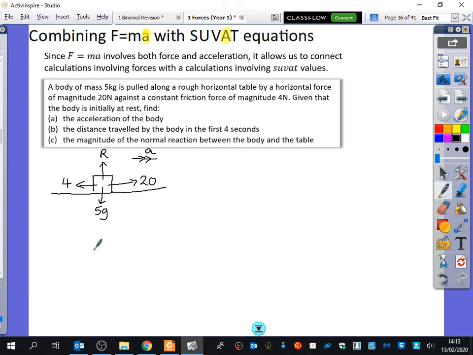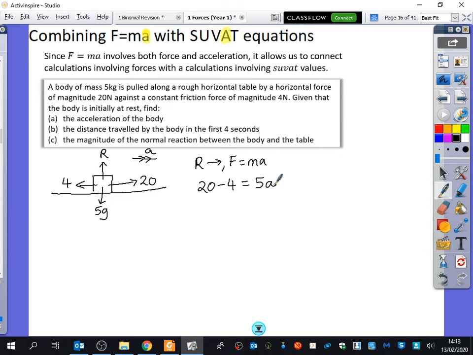Red one, would you be able to do the resolving for me and tell me which direction you want to resolve it in? So you're going to resolve it to the right using F equals ma. So it becomes 20 minus 4 is the resultant force. And what's that equal to? Yep. That's the thing we don't know. We don't know what that is.